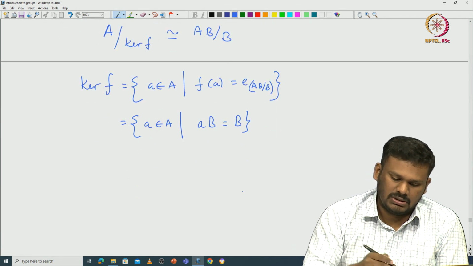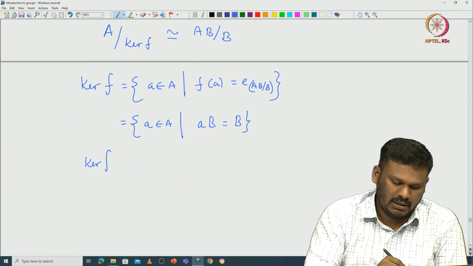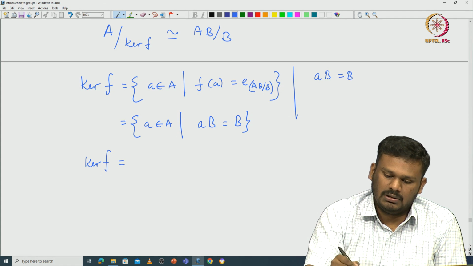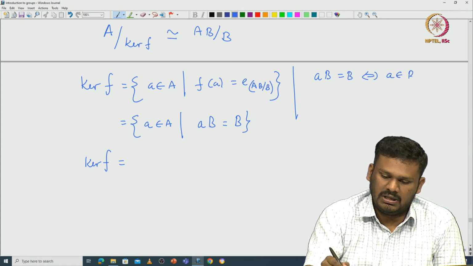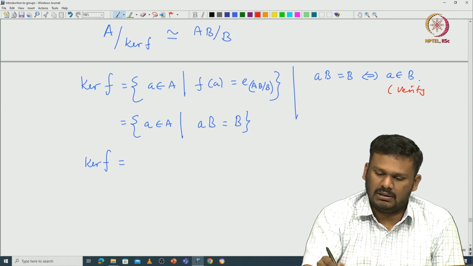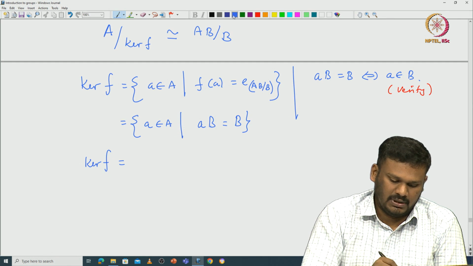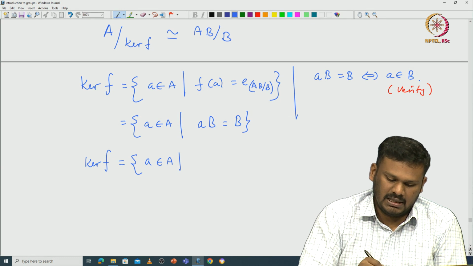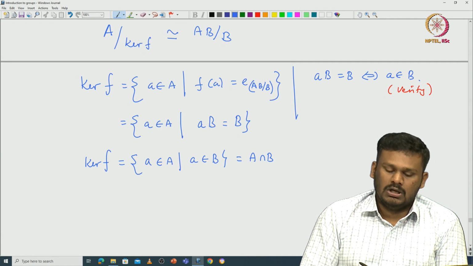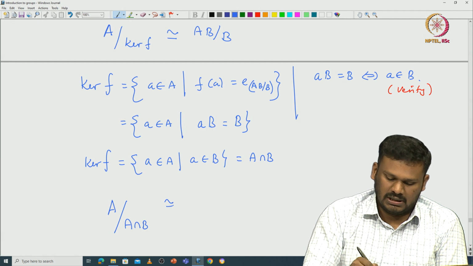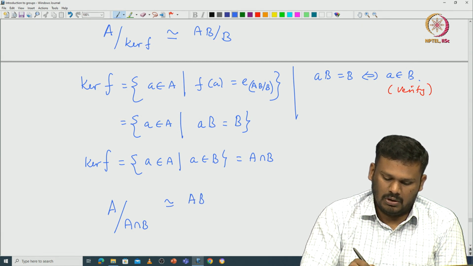If you see this, it tells you that aB equals B if and only if a is in B. That is easy to verify. I will leave it to you to verify. So, from this you can see that the kernel of F is those a in A such that a is in B, which is nothing but A intersection B. So, indeed we proved that A modulo A intersection B is isomorphic to AB modulo B.